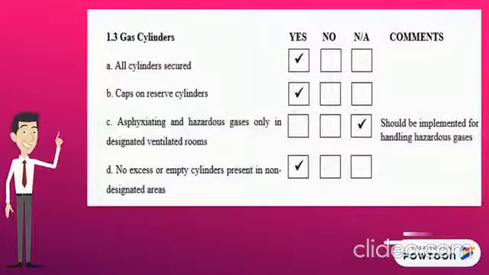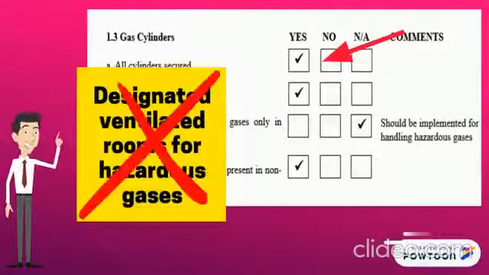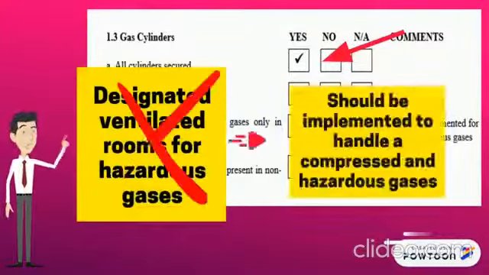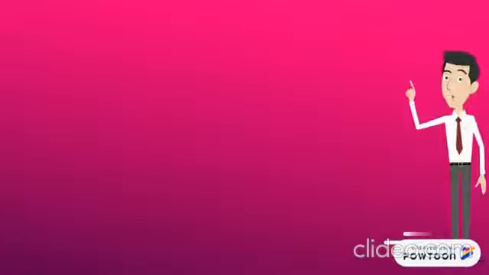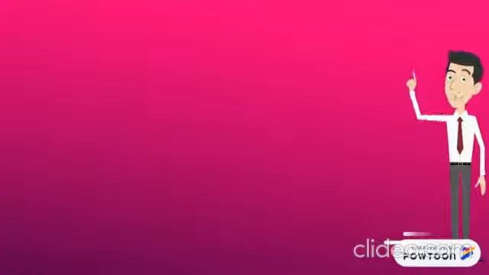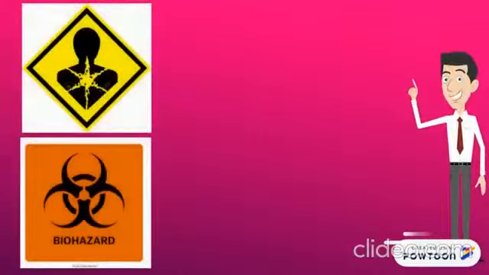Next, for compressed gas cylinders, all are secured. However, there is no designated ventilated room for hazardous gases. This should be implemented to handle compressed and hazardous gases. Inside the biochemistry laboratory, all materials containing carcinogen and biohazards are labeled externally.